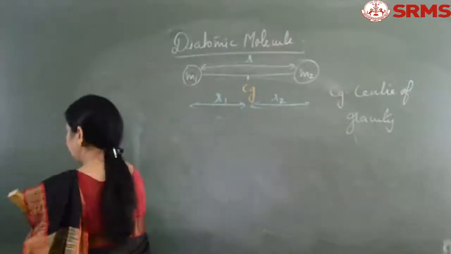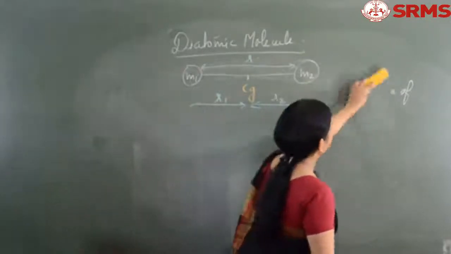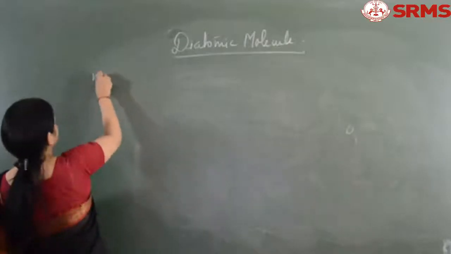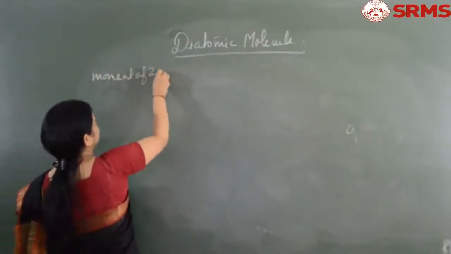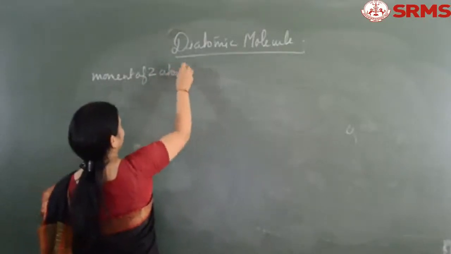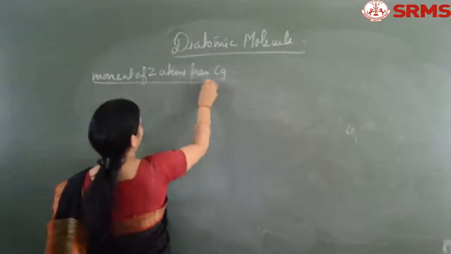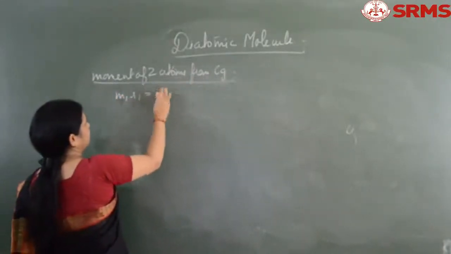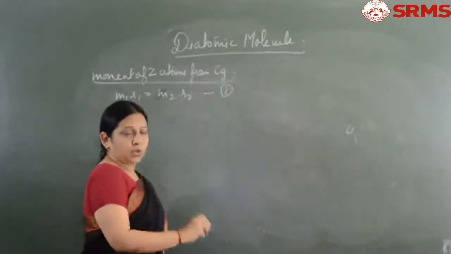Now if we start the derivation, the moment of two atoms from Cg, which is the center of gravity, is equal. That is m1 r1 is equal to m2 r2, which is the first equation.